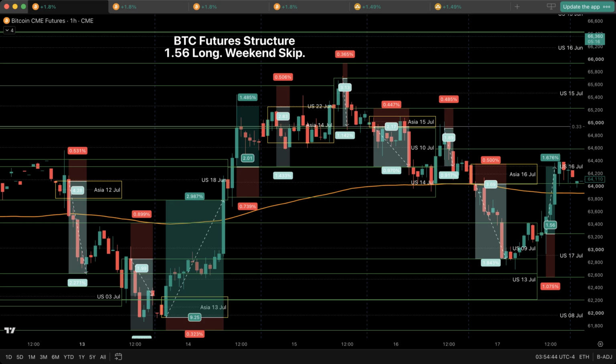Stop line first. Entry line second. Target line third. For July 17th U.S. session, the long setup appears. Long entry line: July 17th U.S. session upper boundary. Stop loss line: July 17th U.S. session lower boundary. Take profit line: July 16th U.S. session midpoint. Risk-reward ratio 1.56.